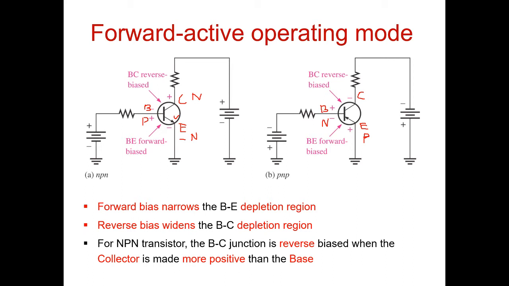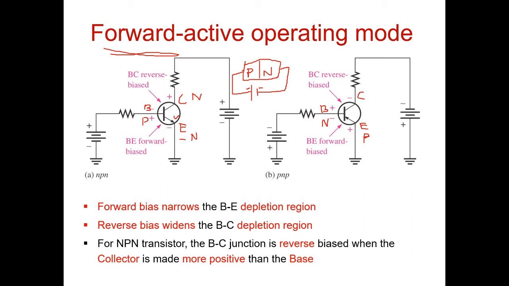Okay, so how do you create the BJT in forward active operating mode? If you have a diode and you want to create a forward bias, you remember: if you have P and then N for the diode, so if you want to create a forward bias, you put the positive terminal of your battery to the P-type, and then the negative to the N-type. So here you can create a forward bias.